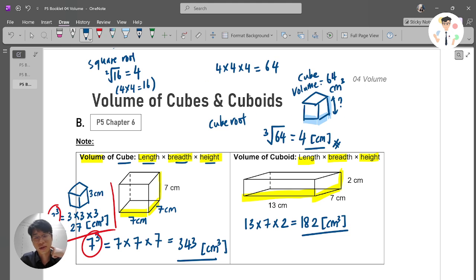Okay? So, again, this cube root can only be used in the scenario of cube. Can I use it in cuboid? No. Why? Because these 3 sides are not the same. Cube means that all these sides are the same. That's why you can use cube root. Okay? Now, let's look at the second example.